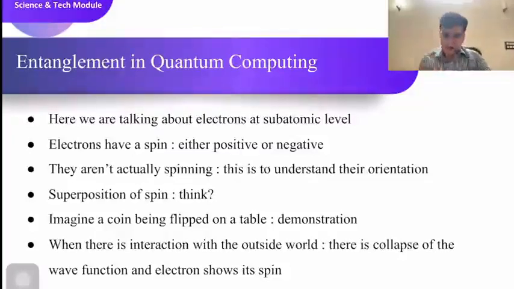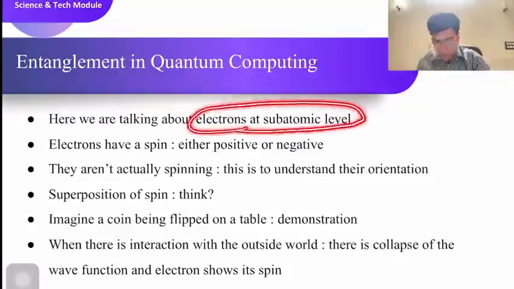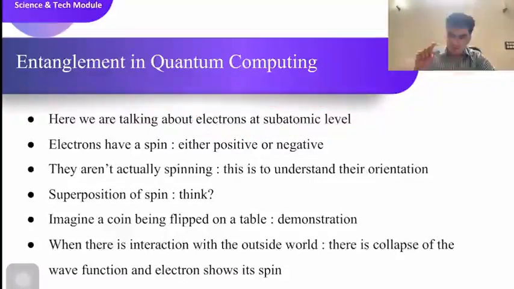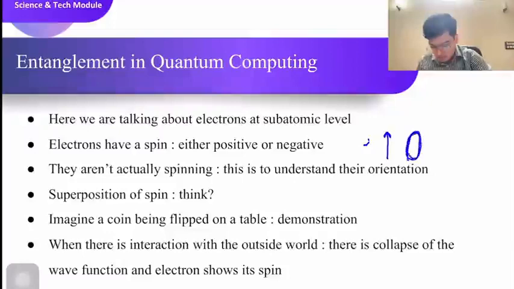Now, in case of entanglement, we are talking about electrons at a subatomic level. Okay, we are not talking about McVeggie and McChicken. We are talking about electrons. Now, electrons have a spin. Again, they're not actually spinning, but the spin is there to show their orientation. So let's say an electron has a positive spin like this, and the other electron has a negative spin like this.